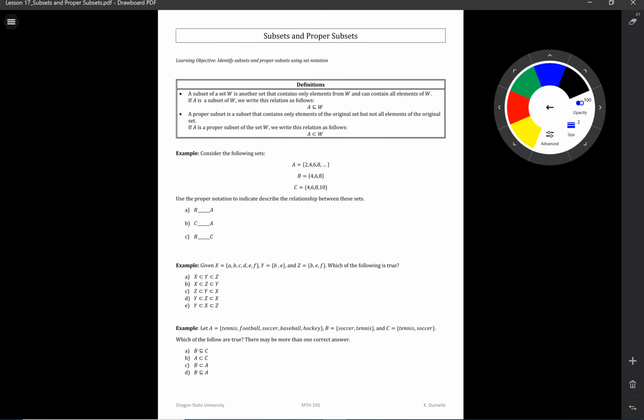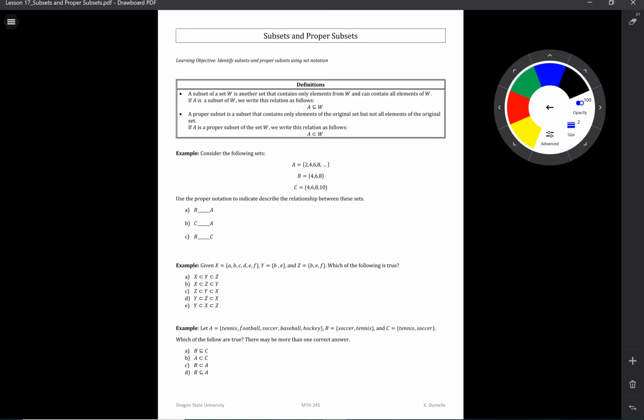If A is a proper subset, it contains only elements of the original set, but not all elements of the original set. So if A is a proper subset of the set W, we write this relation, A is a proper subset of W. So it doesn't have this little equal symbol, because A cannot contain all of the elements of W. So we still have that A only has elements of W, but it cannot contain every single element of W. So it can't equal W. That's why we don't have that little horizontal bar underneath.